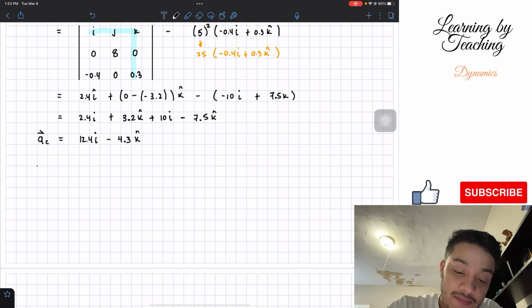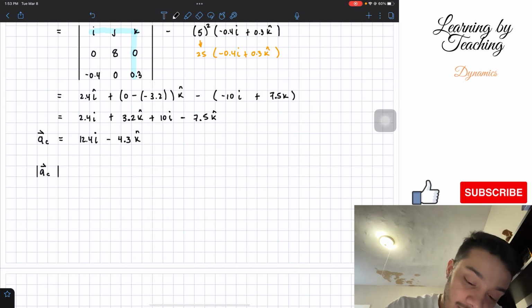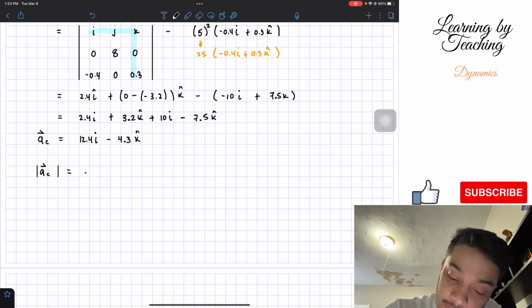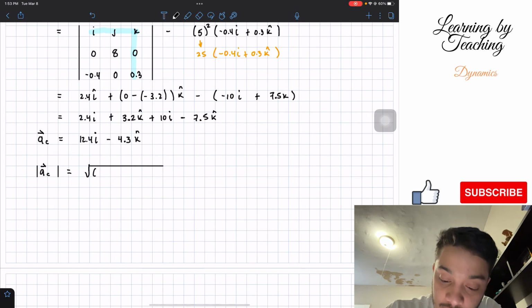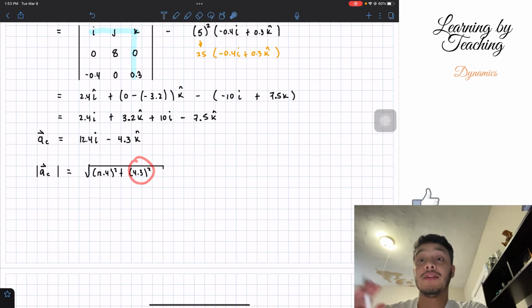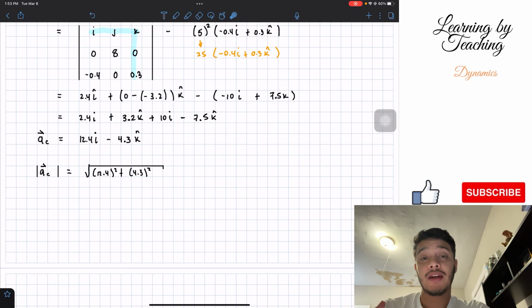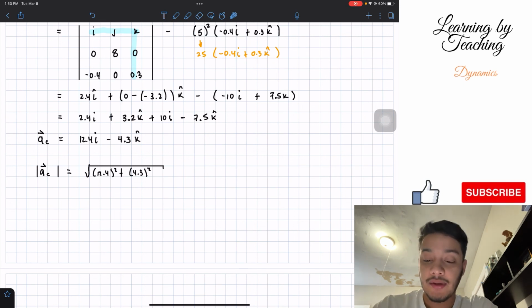However, the problem is asking for its magnitude. Therefore, we're going to find the magnitude by applying Pythagorean theorem. We have that the square root of 12.4 squared plus 4.3 squared. Notice that I didn't put the negative. It doesn't matter to put the negative, but it should technically have a negative inside.